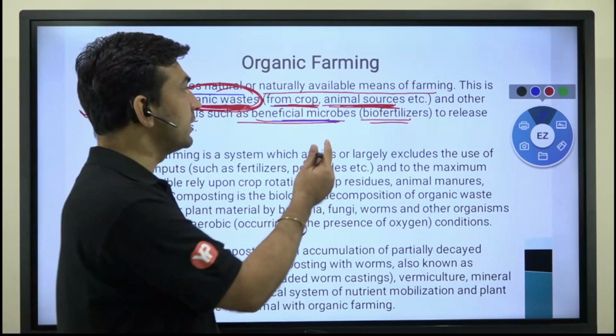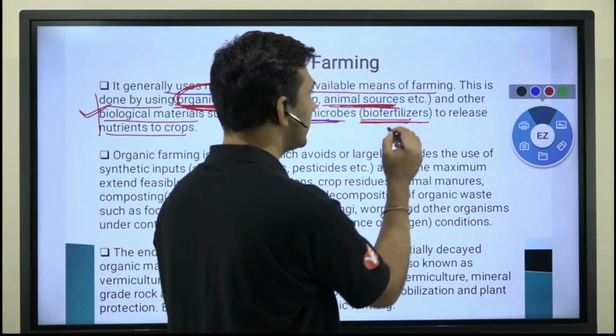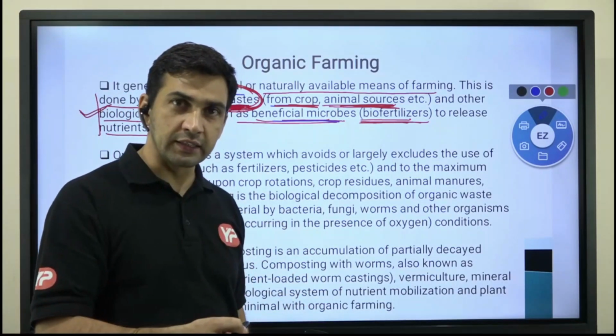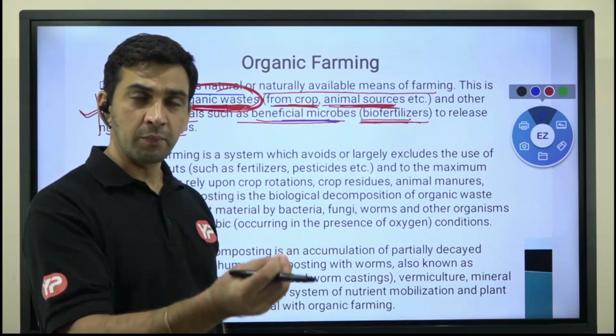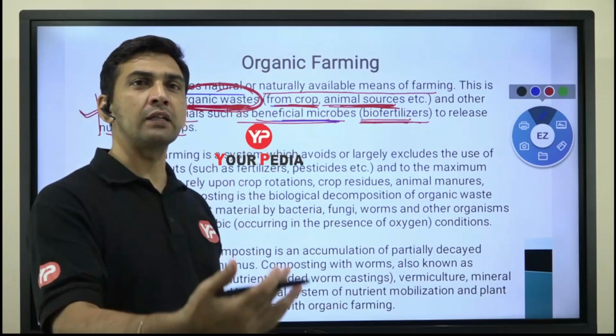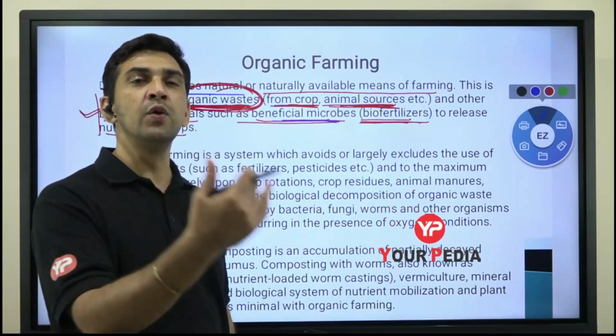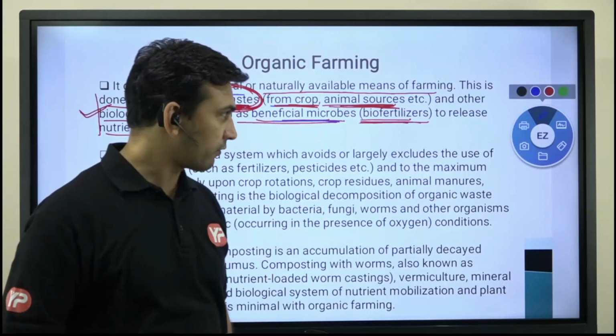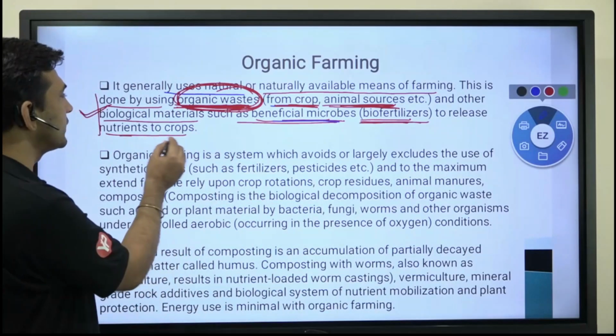So we gave it the name biofertilizer. That means a fertilizer which is of a biological organism, or simply you can say it is microorganisms which support plant growth by supplying nutrients in the soil, and then they will be taken up by the plant, to release the nutrients to the crop.